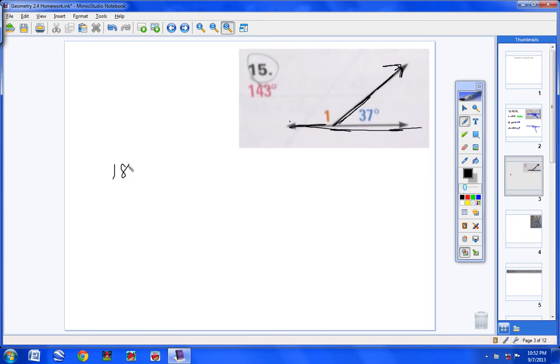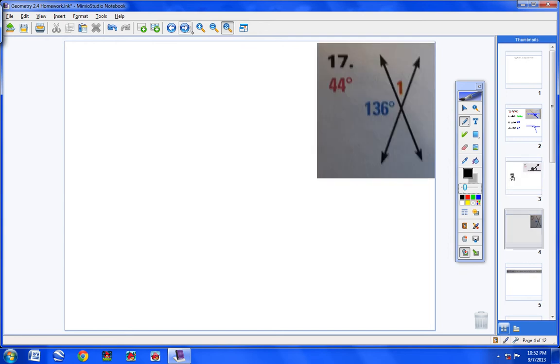So I'm going to take 180 degrees and subtract 37. And when I do that, I'll get 143. So angle 1 has to be 143. And that makes sense. If you add those two together, you'll get 180.